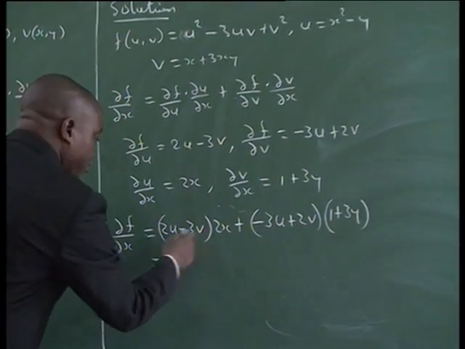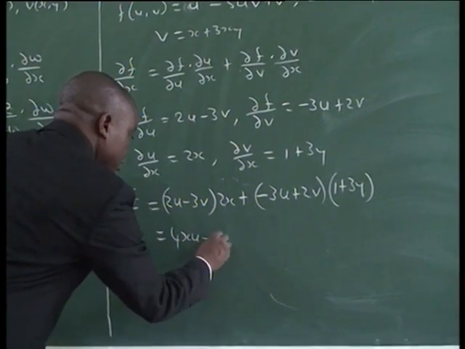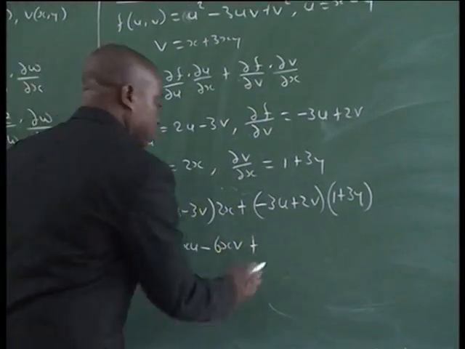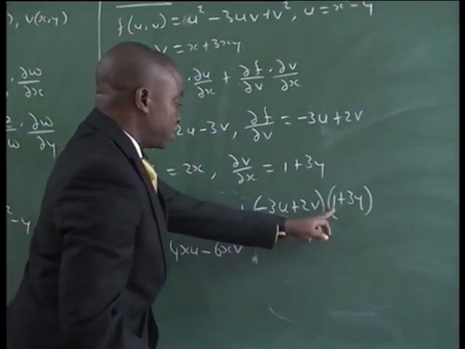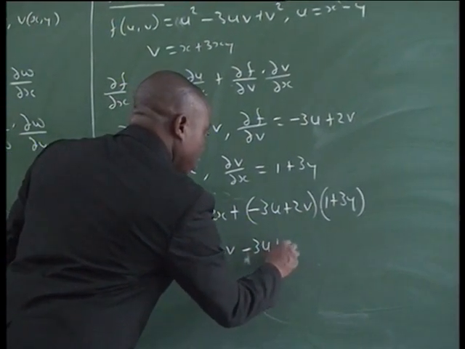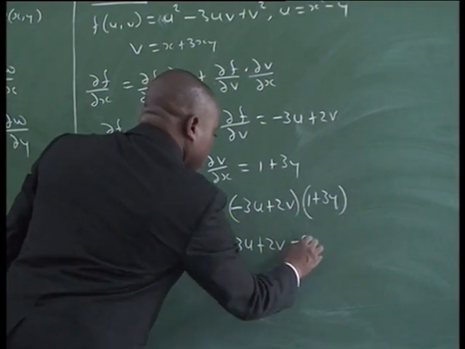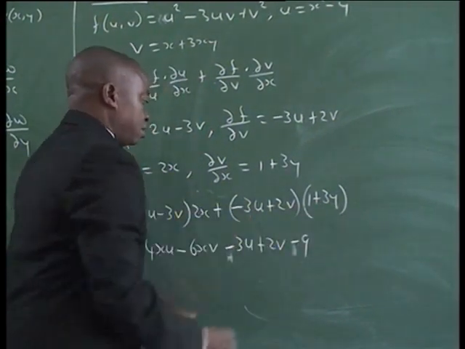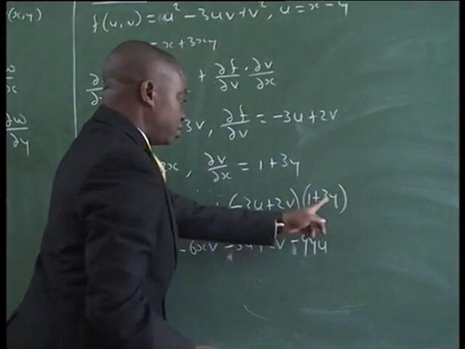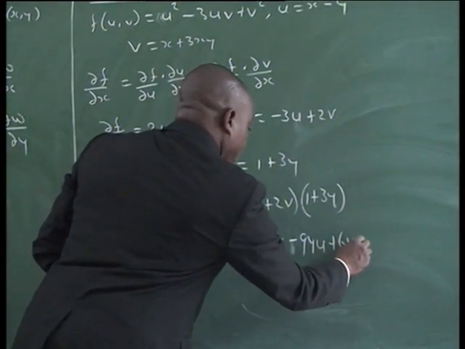Right, so that means this will be the same. If we use this to times this, we have 4xu minus 6xv plus, okay, this will be minus because we use this to times this, we have minus 3u plus 2v plus, okay, minus 9, that is this times this, minus 9yu. Then use this to times this, we have plus 6vy.